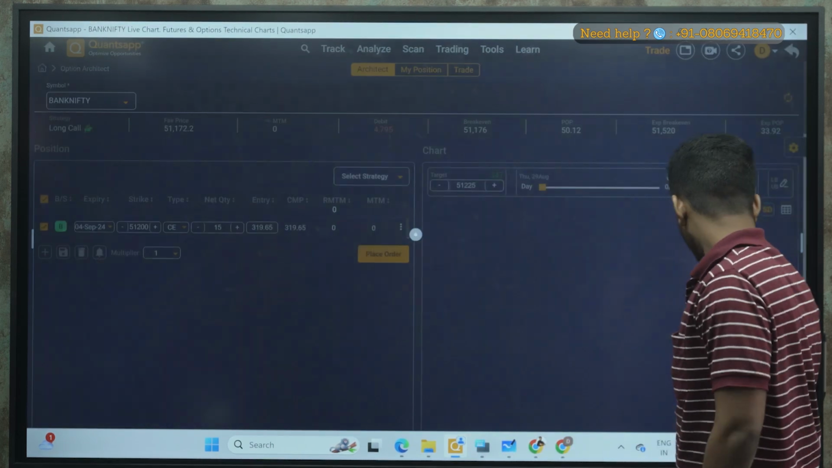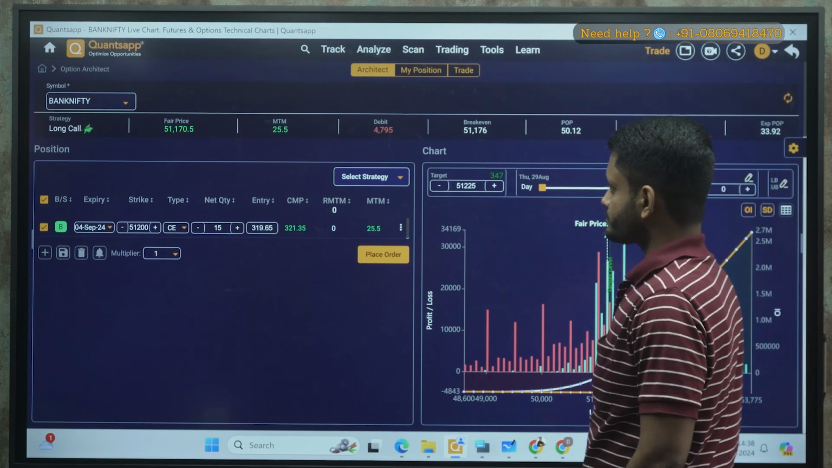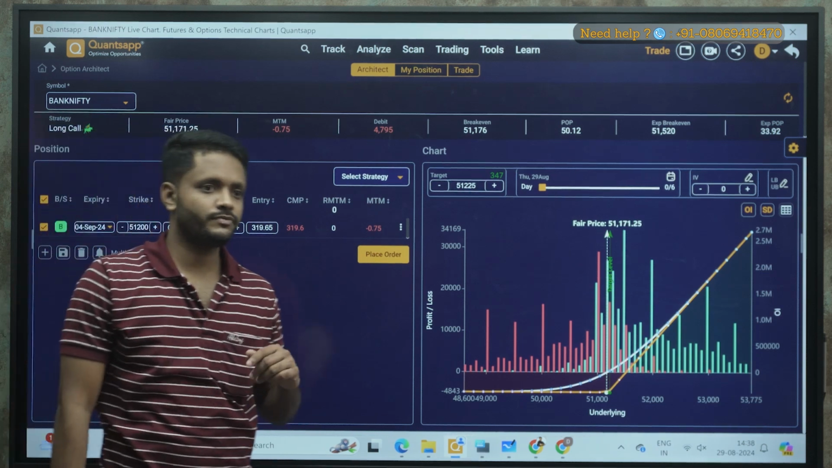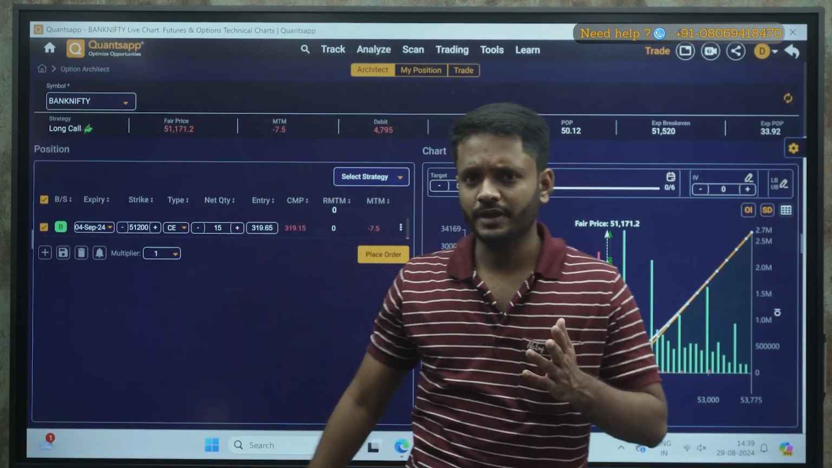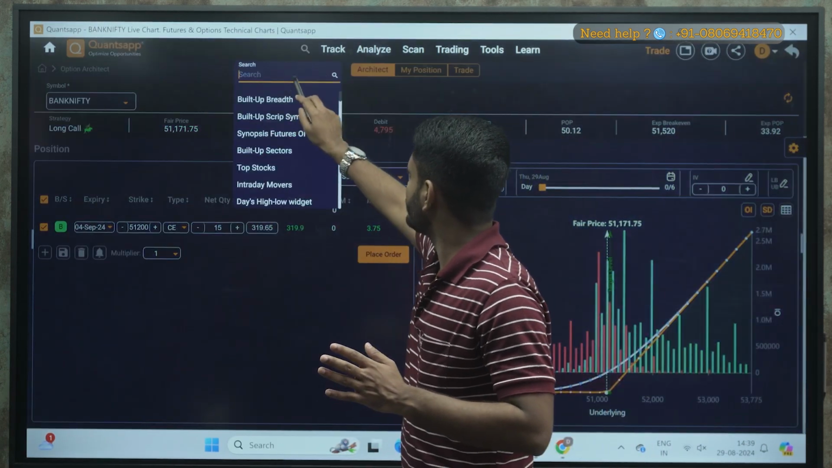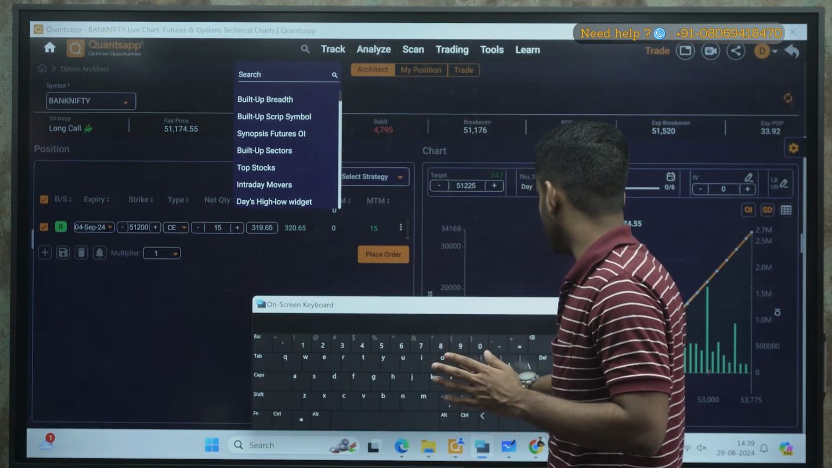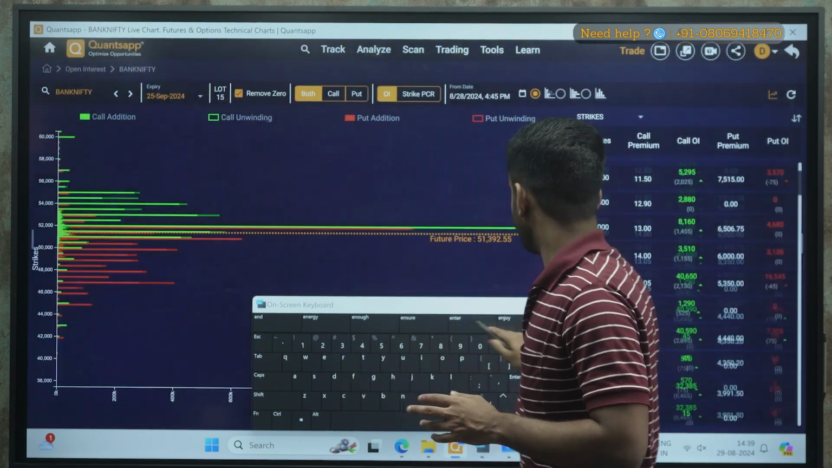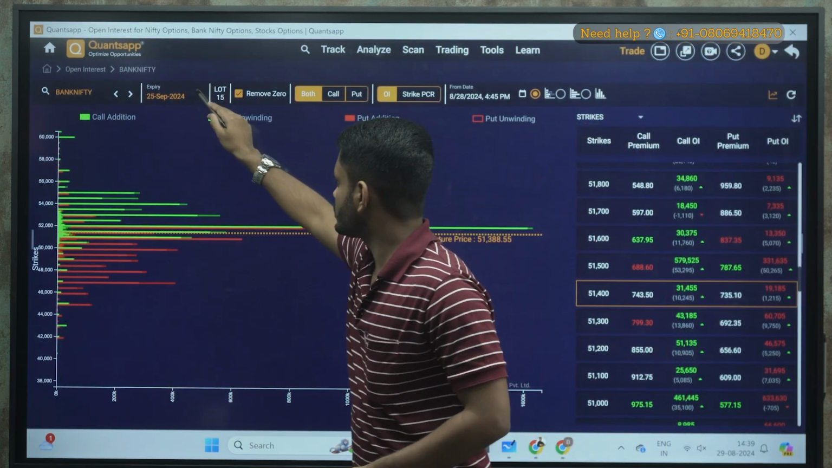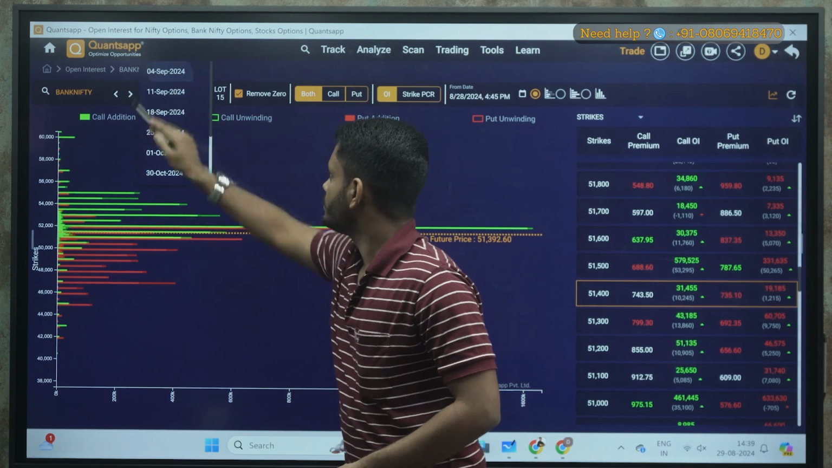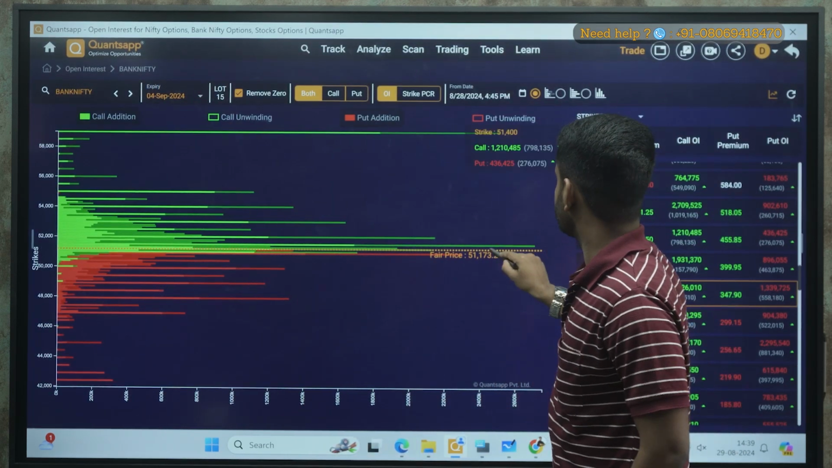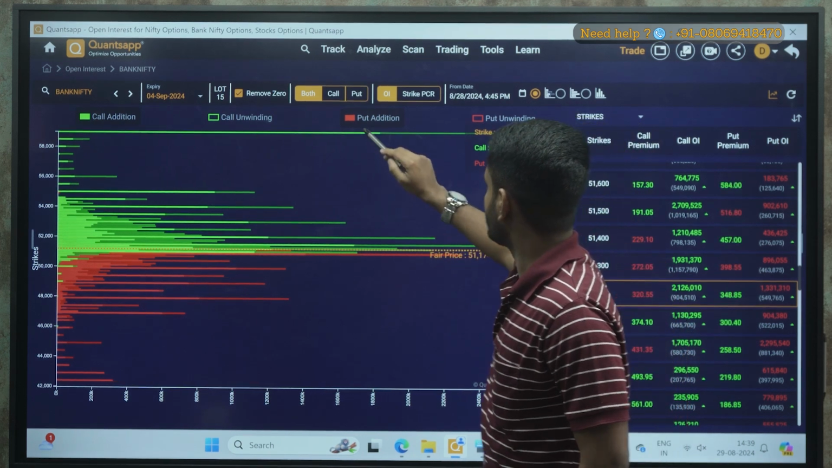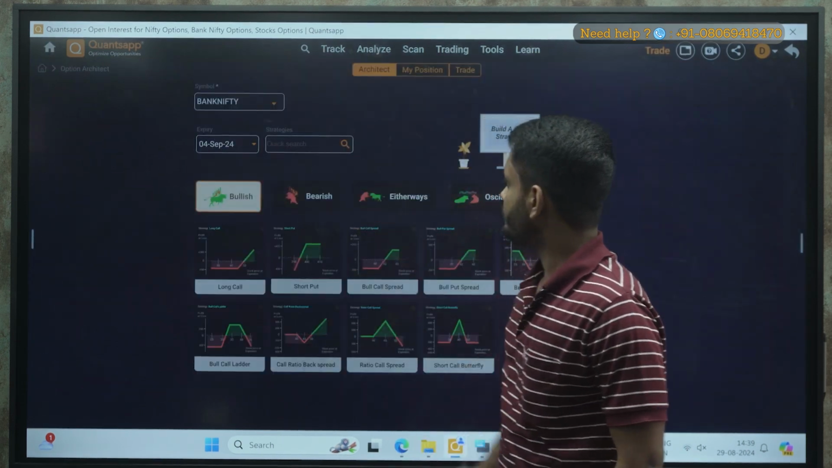And I'll go to custom over here. Now what I can see is 51,500 on the higher end and 51,000 on the lower end, if I am not wrong, correct? Let us go and cross check it once again in the open interest. Let's be clear before plotting the strategies. That is 4th September, yes, it is 51,500 and 51,000, correct?